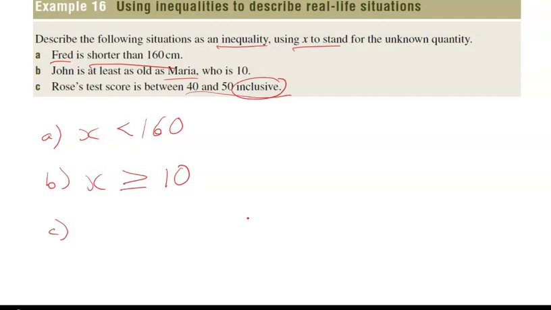So Rosie's test score is between 40 and 50. And the word inclusive means that we are actually including the 40 and the 50. So 40 is less than or equal to x, and x is less than or equal to 50. That gives us a test score that's between 40 and 50 and includes both the 40 and the 50.